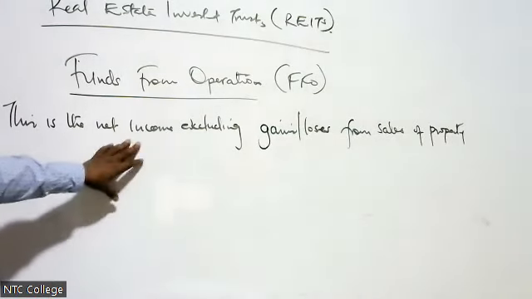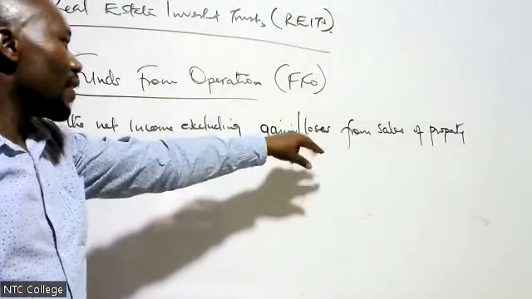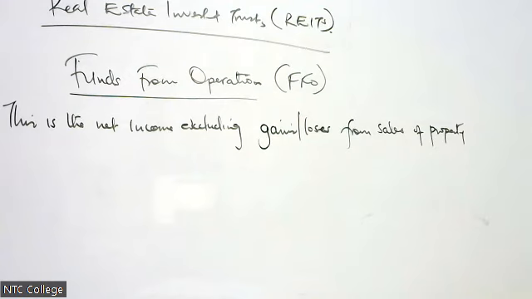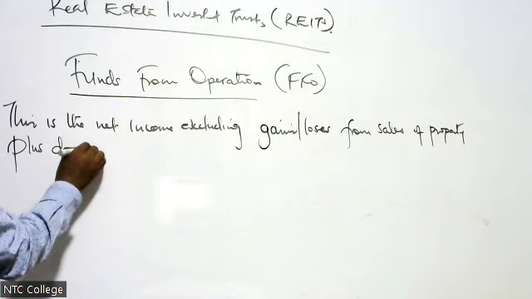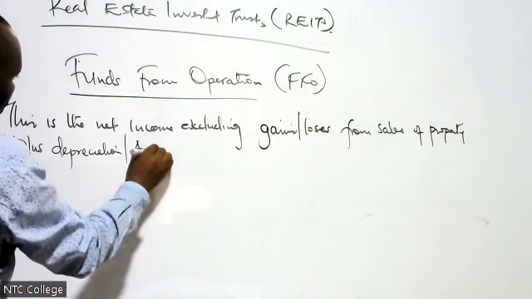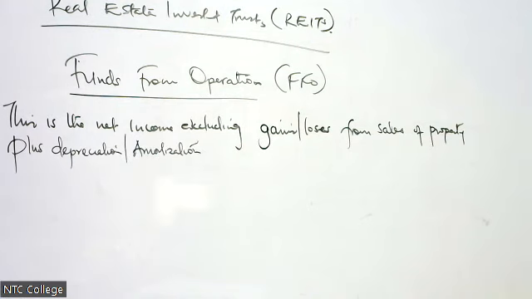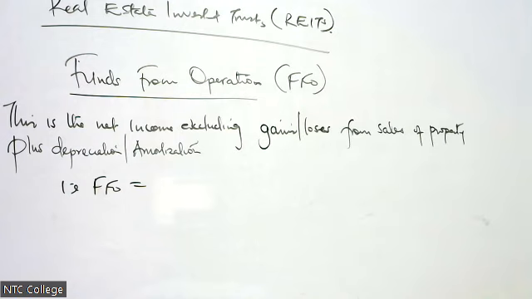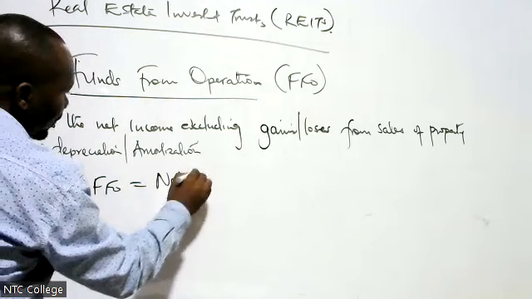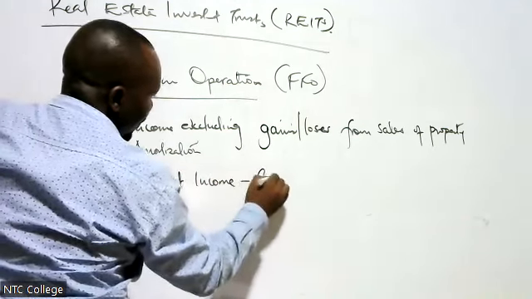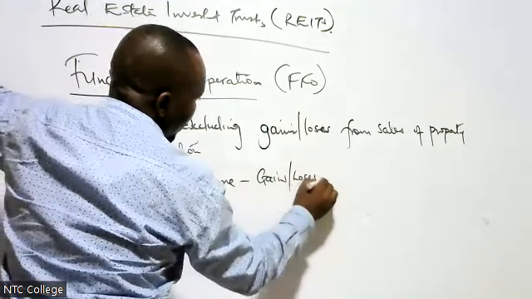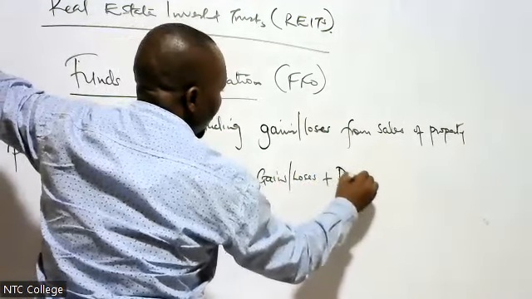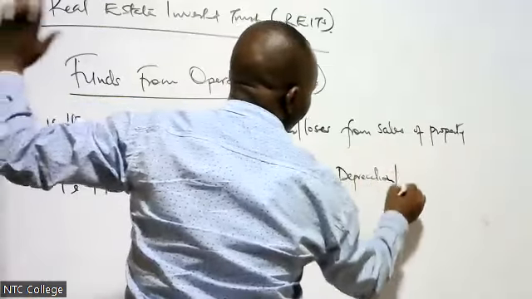From sales of property. So we are saying that this is the net income excluding gains stroke losses from sales of property, plus depreciation stroke amortization, i.e. FFO, which is this, is equal to net income minus gains or losses plus depreciation stroke amortization.